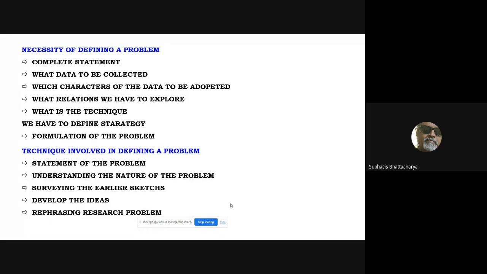So once the nature of the problem has been clearly understood, the environment, which I told you about earlier, has been defined. When you rephrase your research problem, then your environment is clearly defined, discussion of the problems has taken place, and the available literature has already been surveyed or examined, then it is not a difficult task for you to go further.